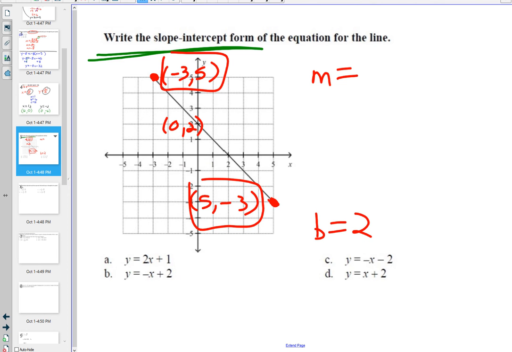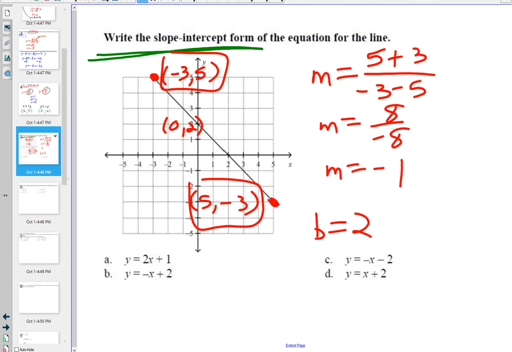Muhammad, what's the first y you see? If this is the first point up here, it'd be 5. What's the second y you see? But then change the sign to +3. Angel, what's the first x you see? -3. But then change the second x, you change the sign, so what am I going to write? -5. So 8 over -8, my slope is -1. I now have the 2 values that I needed.